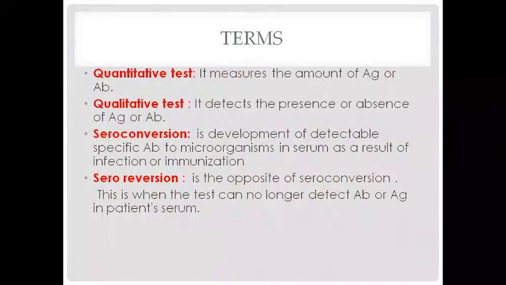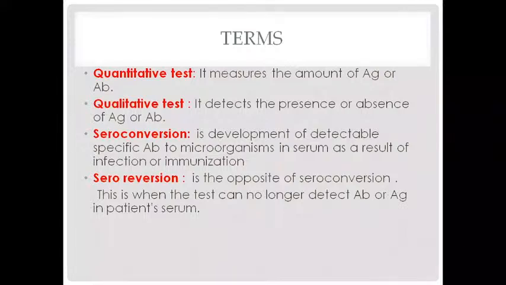So with a quantitative test, you are measuring the amount of antigen or antibody, while the qualitative is just a mere detection of whether there is presence of an antigen or not. And it can go either way, be it an antigen or an antibody.